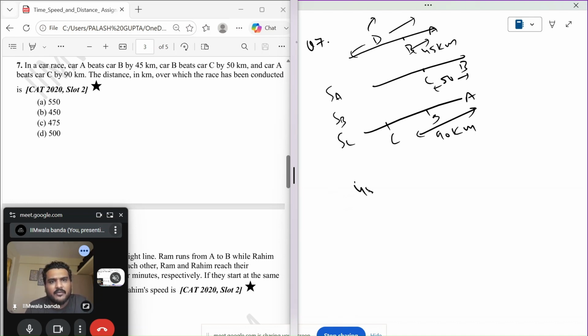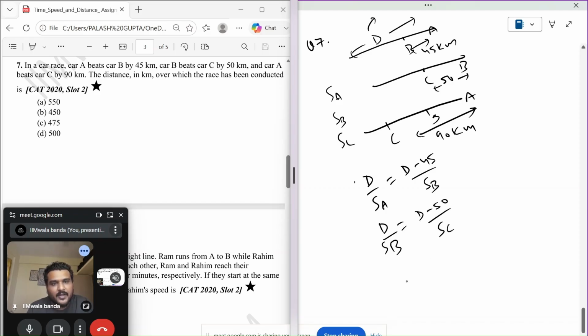Distance D was covered by A in the same time as D minus 45 was covered by B. Distance D was covered by B when D minus 50 was covered by C. Distance D was covered by A when D minus 90 was covered by C. Right. Now what? To find out D.